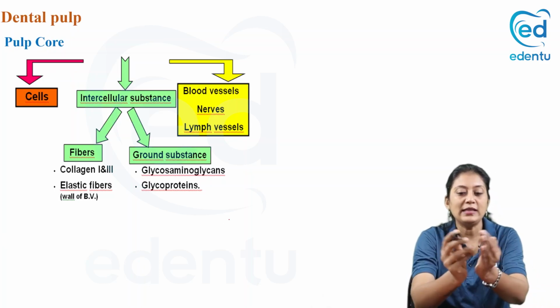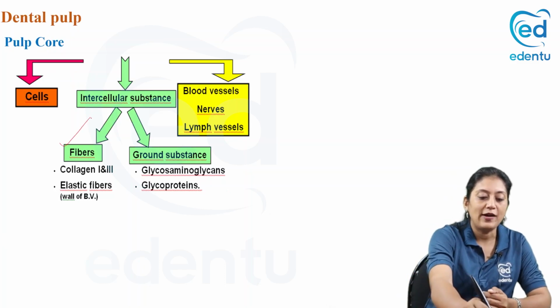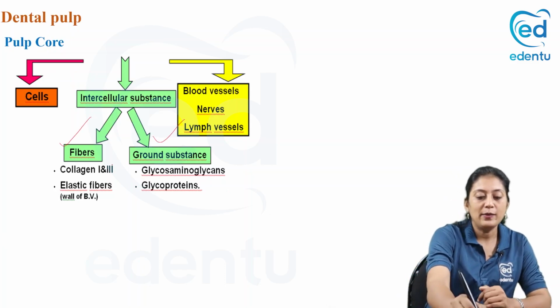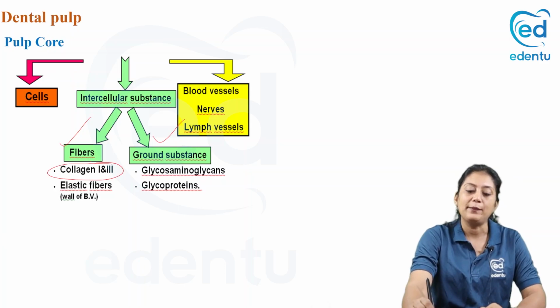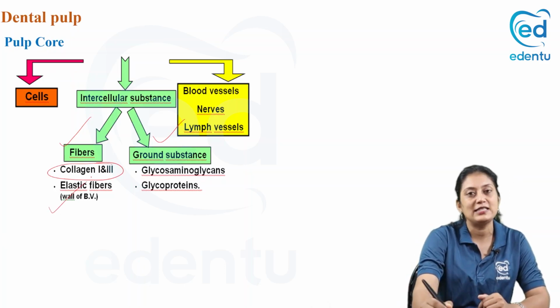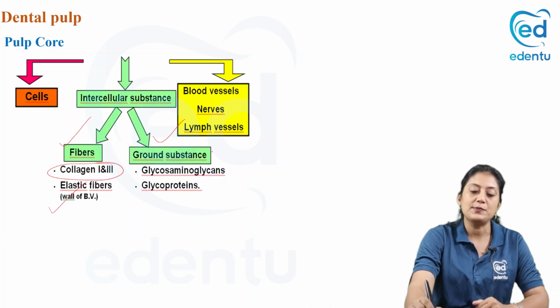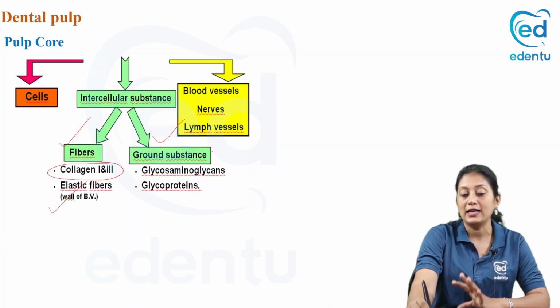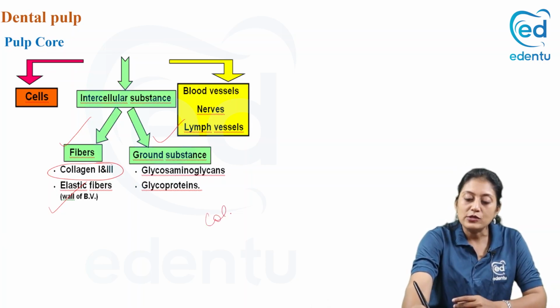Intercellular substance between the cells, what you see, are the fibers and the ground substance. Fibers are mainly type 1 and type 3 collagen. A small amount of elastic fibers are also seen. Ground substance will naturally be proteoglycans and glycoproteins. Now, a little bit about these collagen fibers.